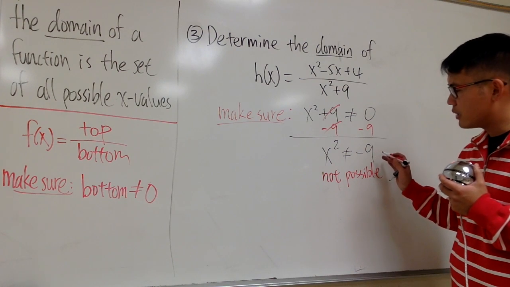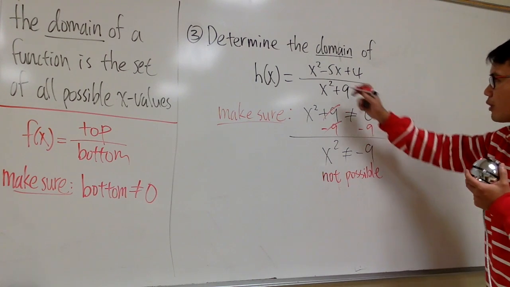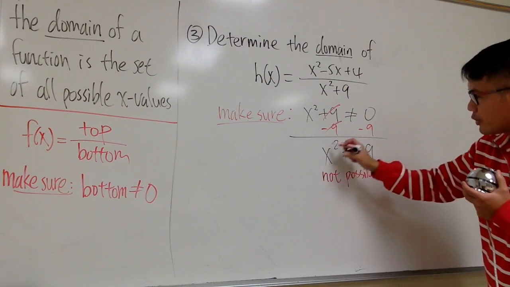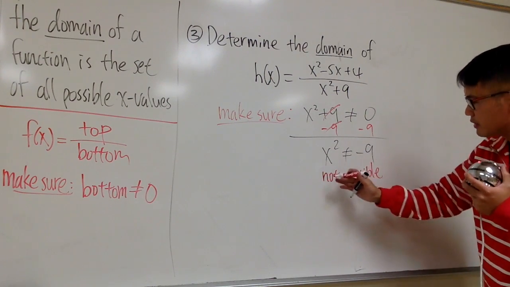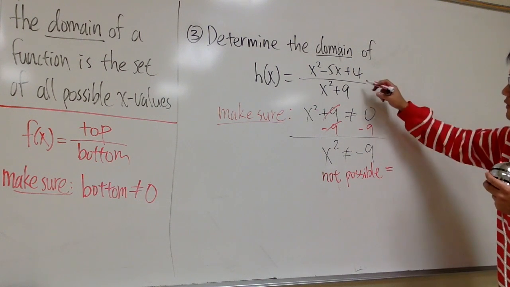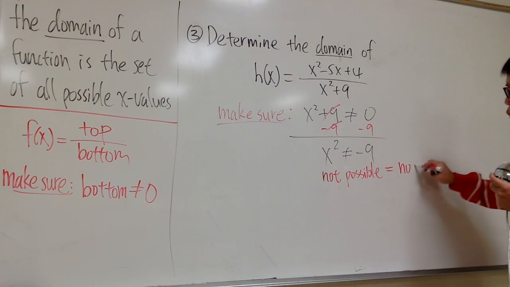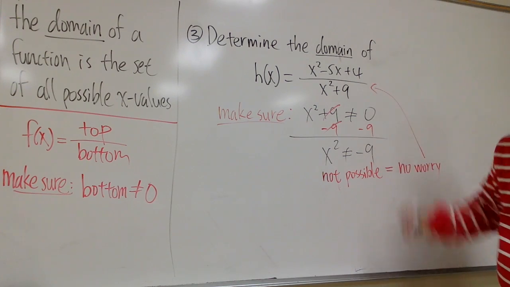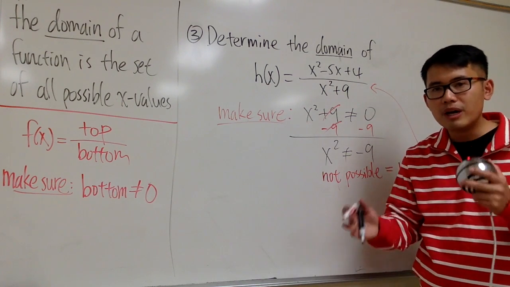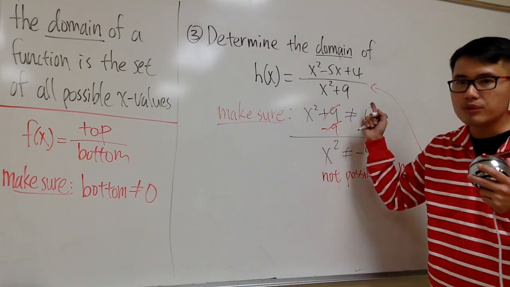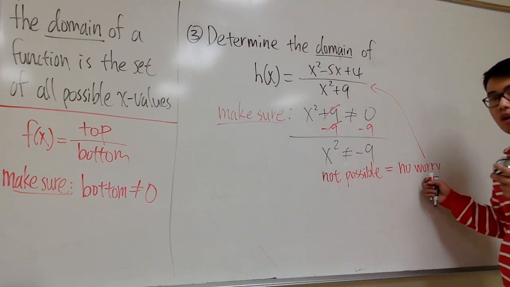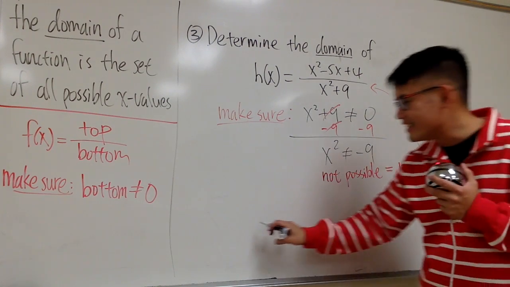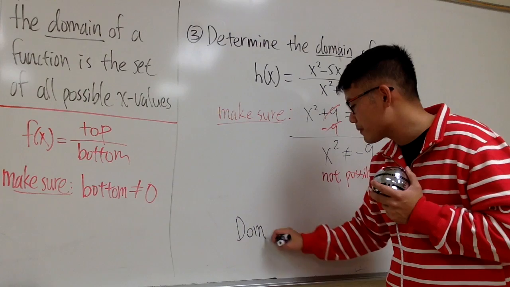But then, in this case, when you are talking about domain, when you have an equation that we cannot solve, not possible, this right here, for the function, means no worry. Okay, no worry for this, because no matter what you plug in for the x value, the denominator can never be 0. That means no worry. And this is how you are going to write down the domain, okay?